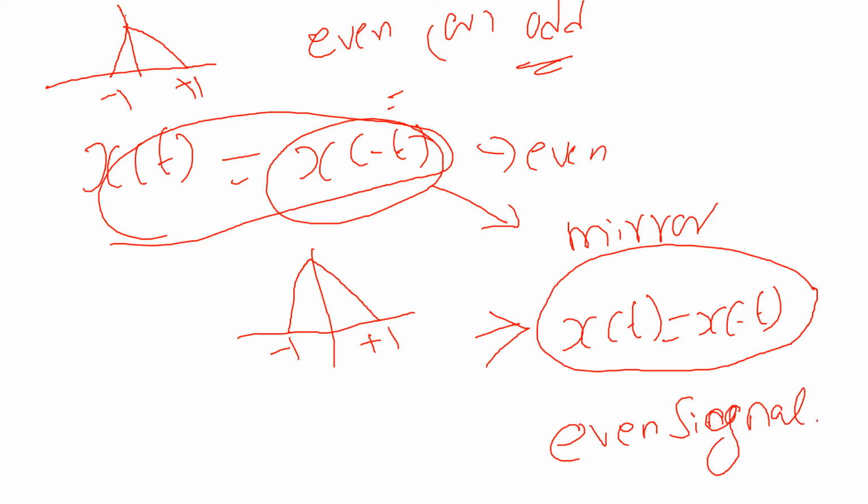Okay, so let's solve one more example. This is the given signal x of t. Here you have been asked to find whether this particular signal is an odd signal or an even signal.